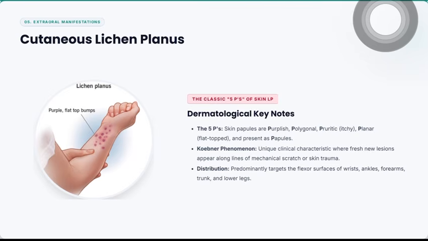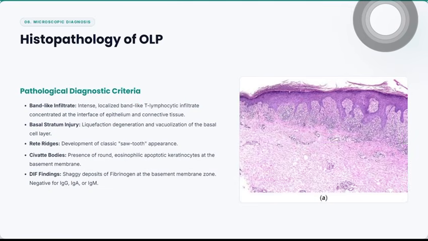Now moving to the important part, histopathology. Histopathology is very characteristic and frequently asked in exam. We see a dense band-like lymphocytic infiltrate, mainly T cells, at the epithelium connective tissue junction. There is a basal cell vacuolization, liquefaction degeneration, and sawtooth rete. Apoptotic keratinocytes are seen as Civatte bodies.